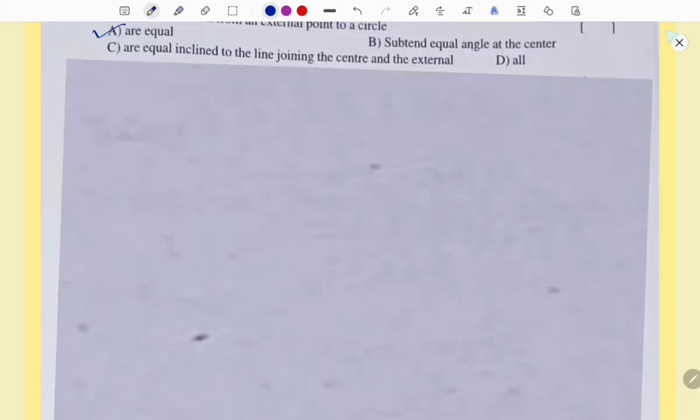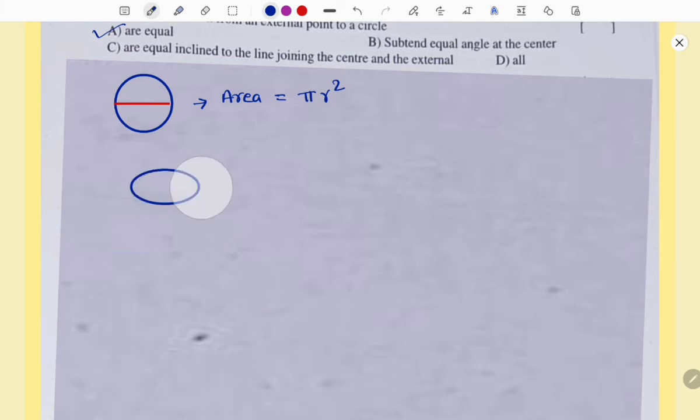Okay. Now listen to this concept once. Suppose this is the circle. Now what is the area of this circle? Area is pi r square. Area of the circle is pi r square. Suppose I cut this circle into half. Then what do we get here? A semicircle, yes or no? This is a semicircle.